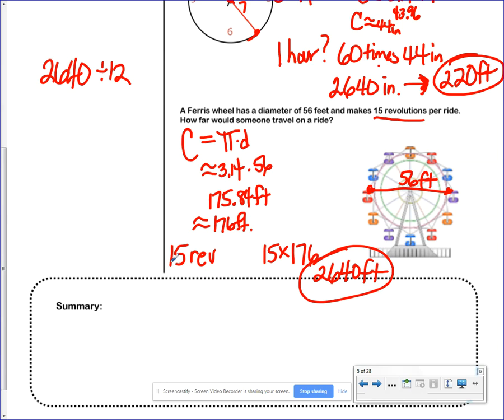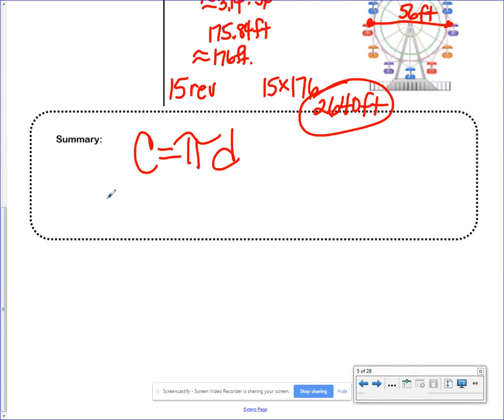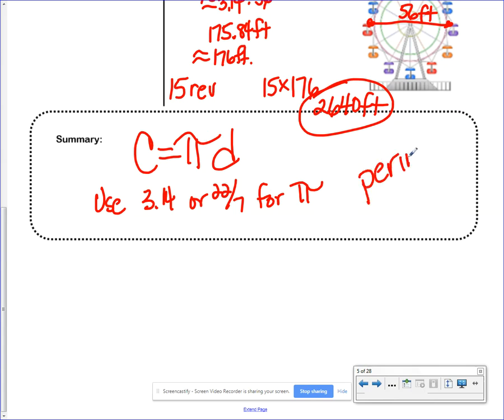Keep your calculator handy. Pay attention to what they are asking you to do for circumference, okay? This is using either 3.14 or 22 sevenths for pi, okay? And the circumference means this is the perimeter around the circle.